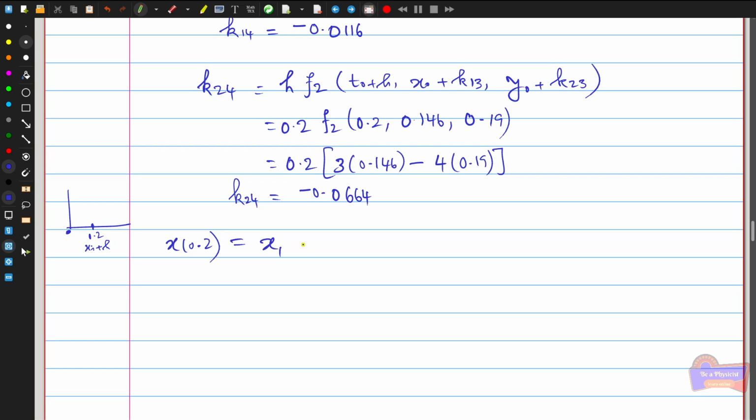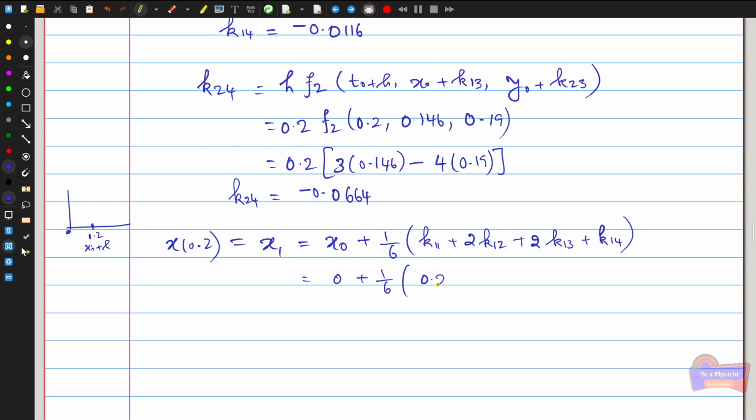I can take it as x of 1, which is equal to x of 0 plus 1 by 6 times k11 plus 2k12 plus 2k13 plus k14. Okay. Now x of 0 is 0 plus 1 by 6. Since I know all the slope values k11, k12, k13, k14, I can just substitute the values: 0.2 plus 0.12 plus 0.292 minus 0.0116. So the final value, that means the x1 value, is 0.1001. So this is the first iteration x1 value.